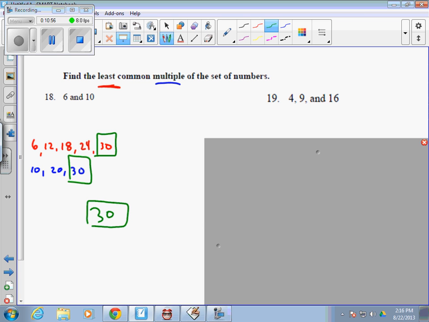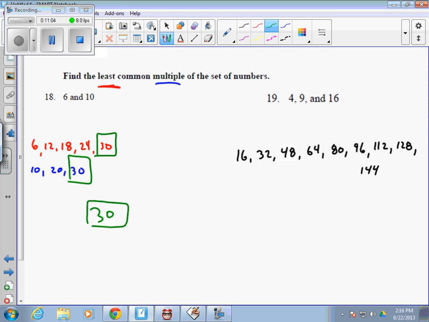For number 19, this is actually a really difficult one. I didn't realize just how hard it was when I made the test. But what you want to do is start with the largest number you can come up with, the largest number, and use those as multiples.